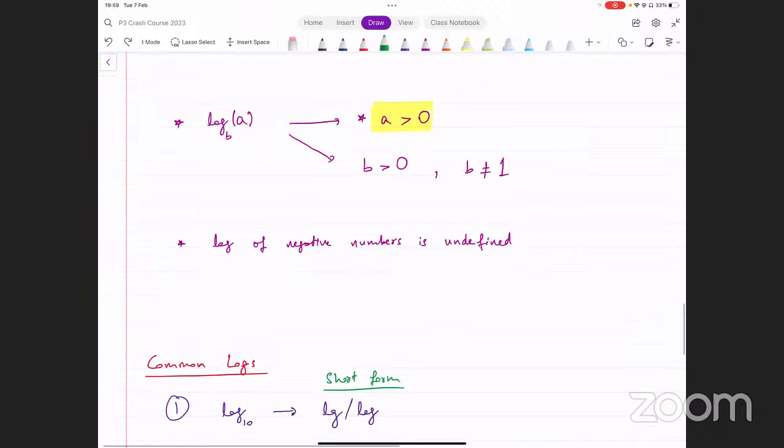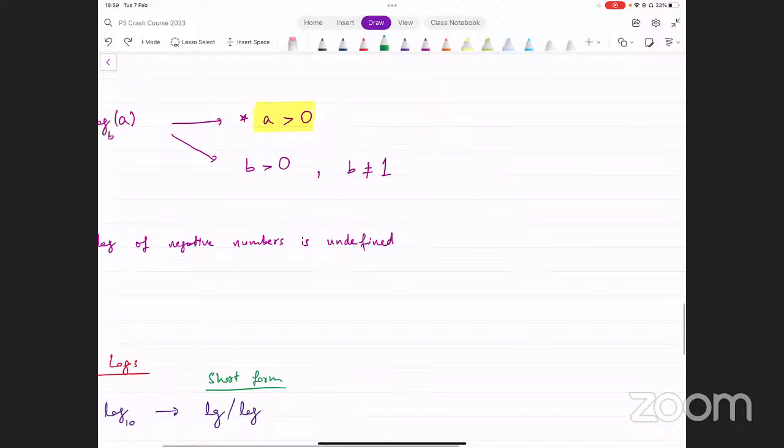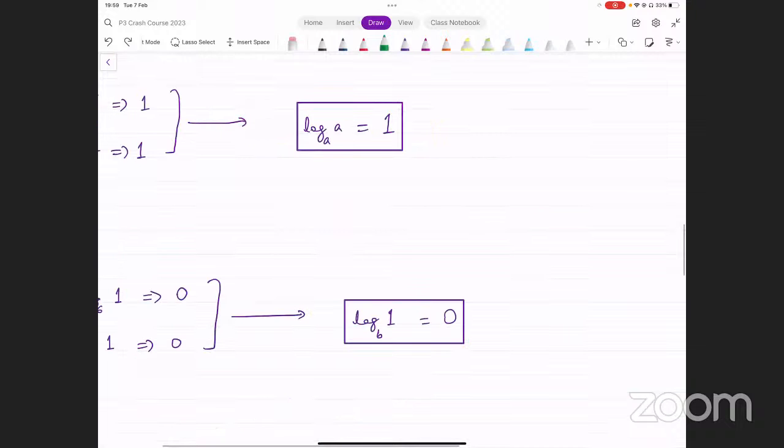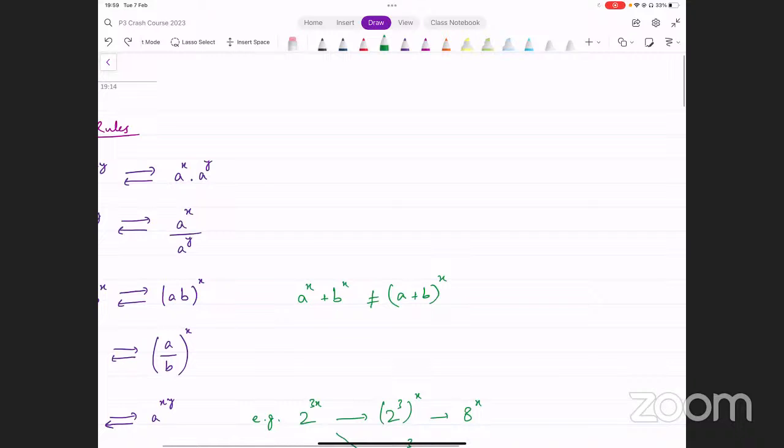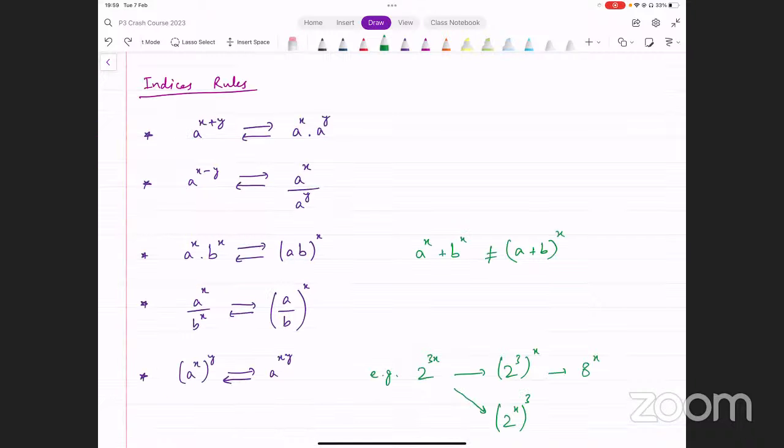Now, the next thing that we want to do is we want to understand some common laws that we have for logs. Okay, so just like indices, where we have these rules, we have some rules for logs as well. And they come from these rules for indices. They're derived from these rules. One is called multiplication law, then you have a division law, and you have a power law.